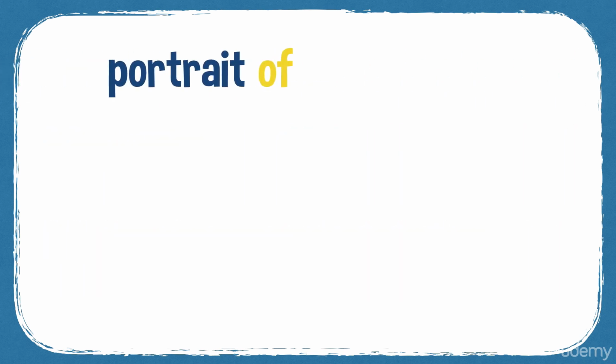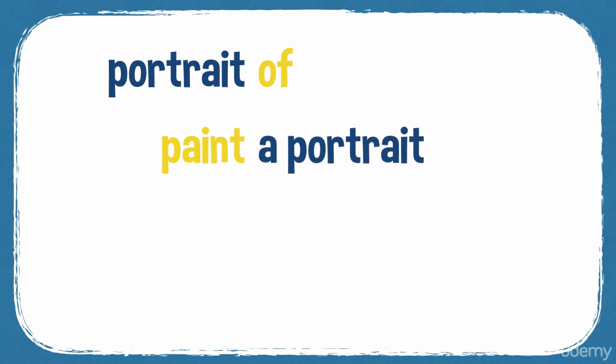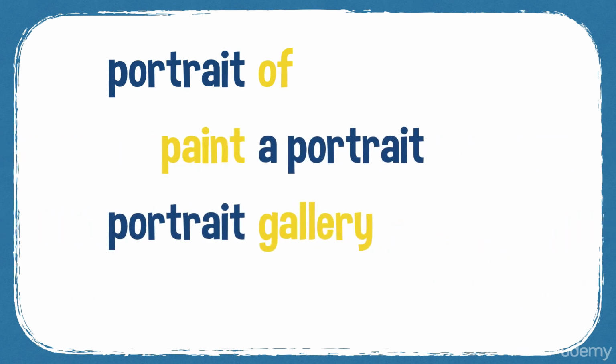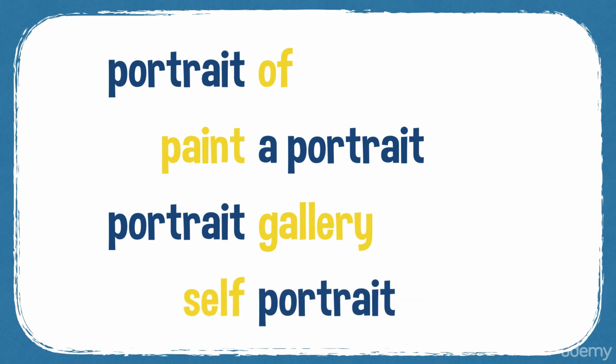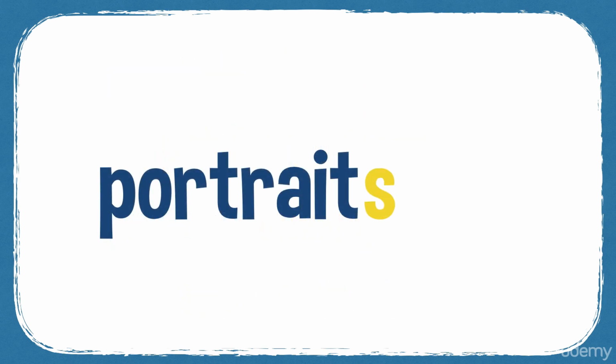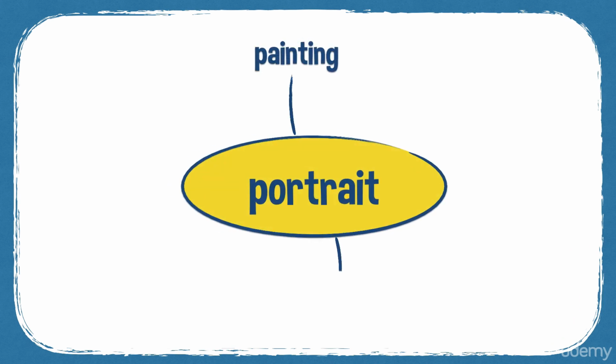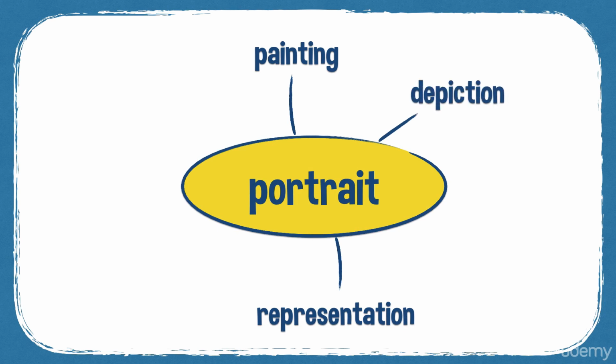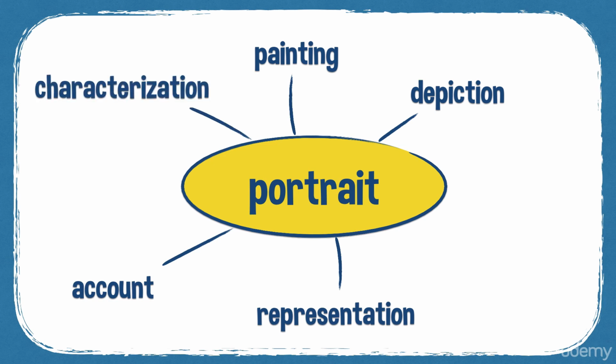Some typical collocations: portrait of. You can paint a portrait. You often find portraits in a portrait gallery. So an art gallery that has lots of portraits is a portrait gallery, and you can make a self-portrait. And it's a noun, you can turn it into portraits, of course. And some synonyms: painting. Representation is a more general use of the word. Depiction. Account. Characterization. And likeness.